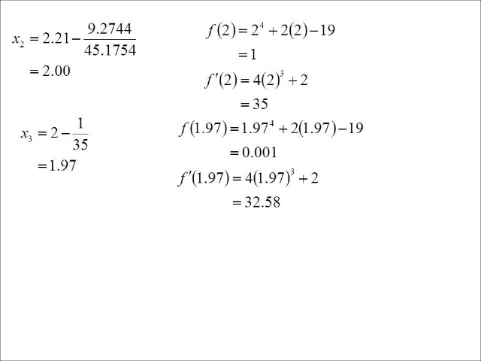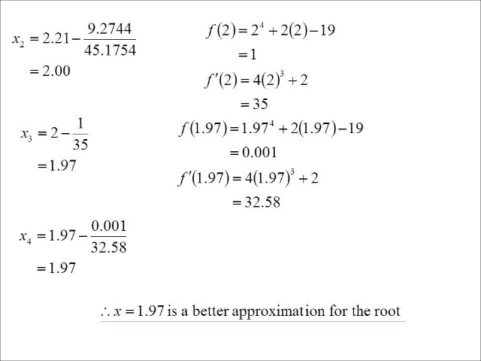So 0.001, very close. There's the derivative. Sub that in and, oh look, that's also 1.97. So I'm pretty confident the answer is 1.97 now because I just keep subbing in 1.97 and getting 1.97. 1.97 is the answer.